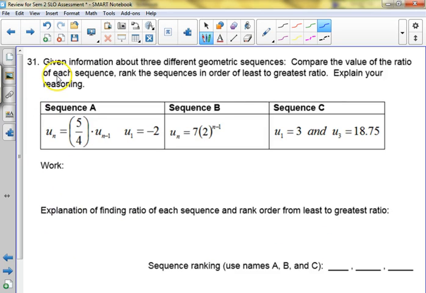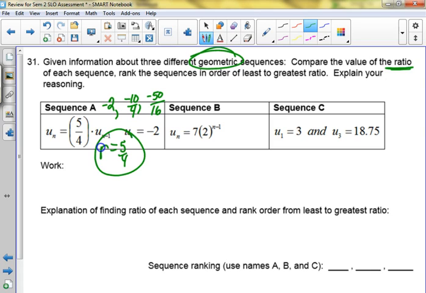Okay. This says, given these 3 different geometric sequences, compare the value of R for each. What's R here? Can you tell? R is what you're multiplying by, right? You could generate it if you want. First term, then it says to multiply by 5/4. So you'd get negative 10/4, which reduces. You'd multiply by 5/4 again, get negative 50 over 16, okay? But R is just 5/4, yes? Because that's what you're multiplying by.